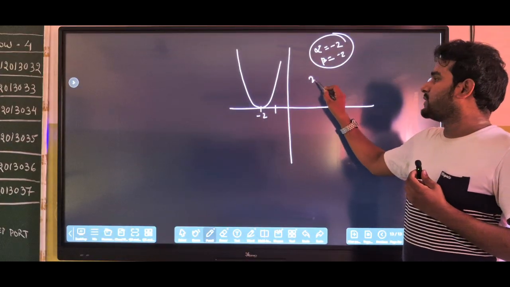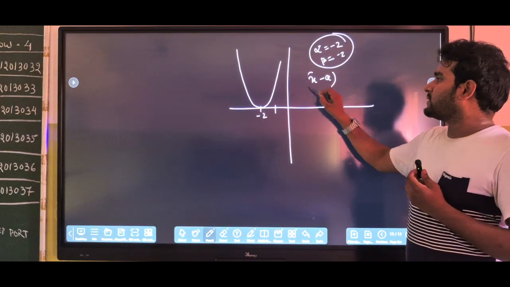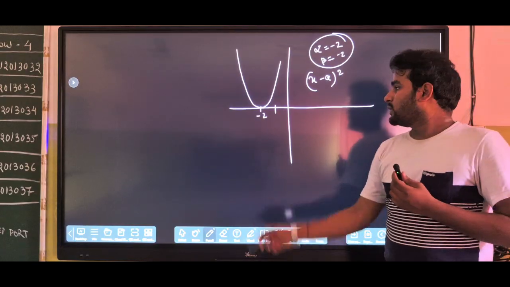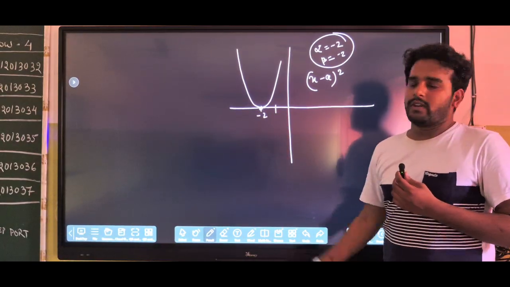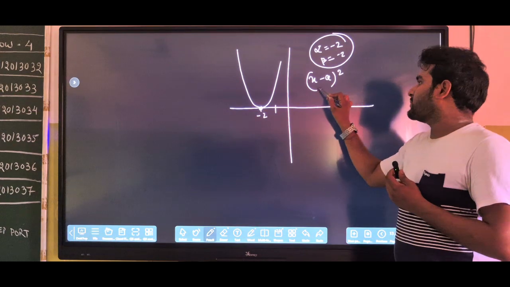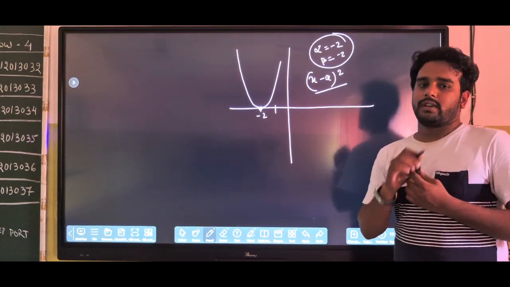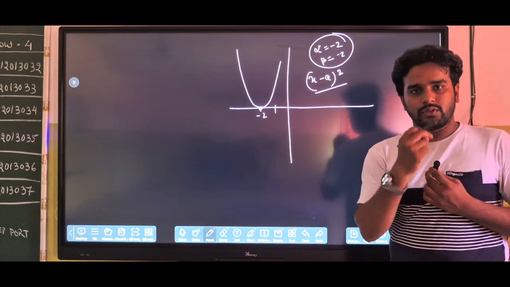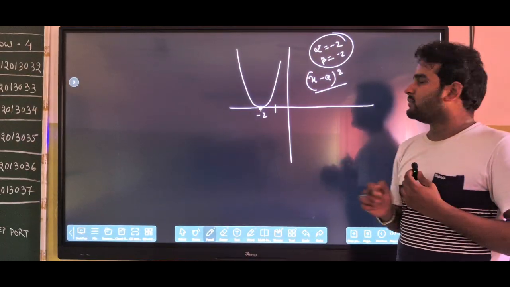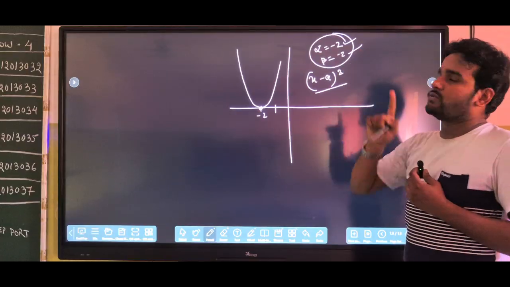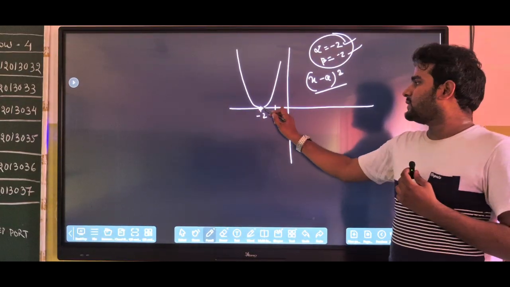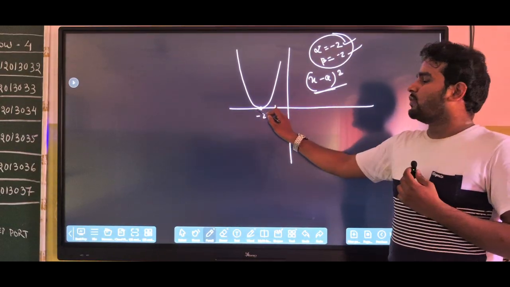So what will its general expression be? x minus a whole square. Whenever it touches the axis, then the expression changes to x minus a whole square. So whole square means two equal zeros. Square means two equal zeros will come. So both the equal zeros are taken as 1. Clear? So it is termed as 1 point.